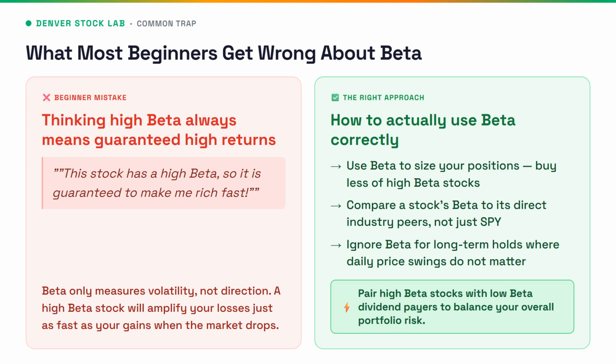Alex fell into the high beta trap by treating a high-performance sports car like a family sedan. So, how do the professionals avoid this trap? They use 3 golden rules to manage high beta stocks safely. First, they use beta to size their positions.